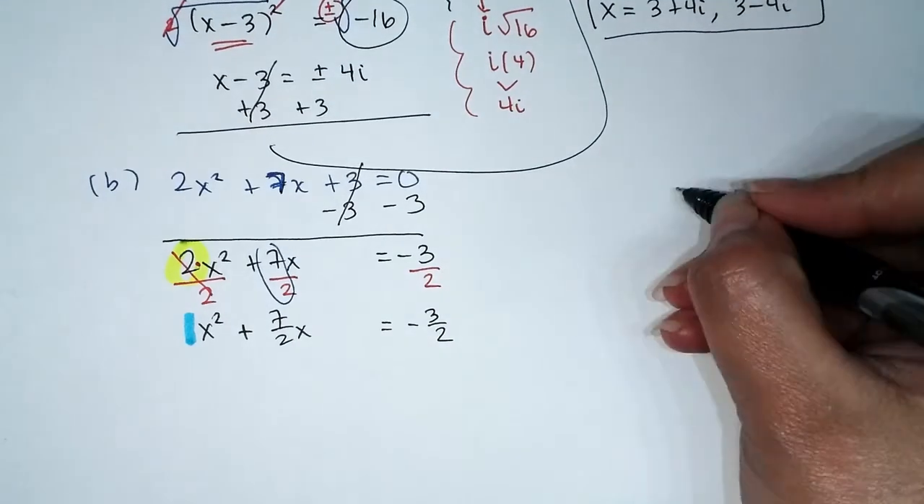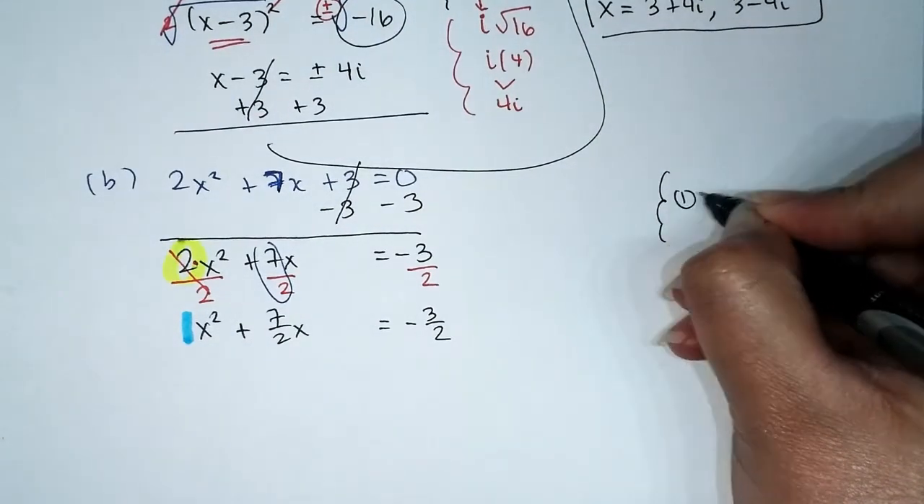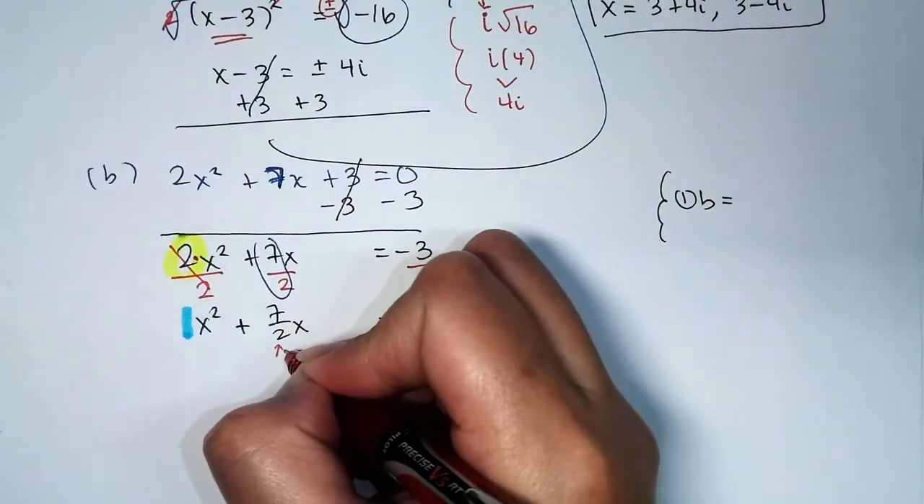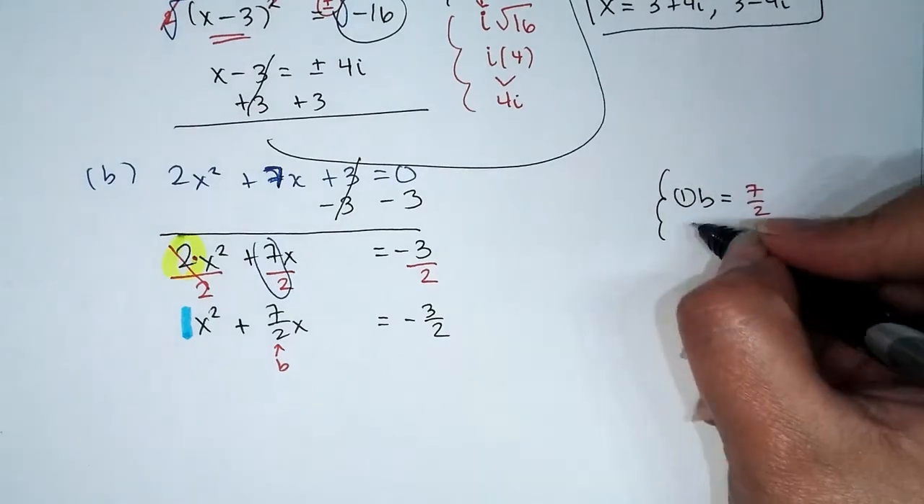So you know me, I love to think on the side. So to complete the square, 1, we are going to identify b. Value of b is 7/2. 2, we're going to multiply it by 1/2.